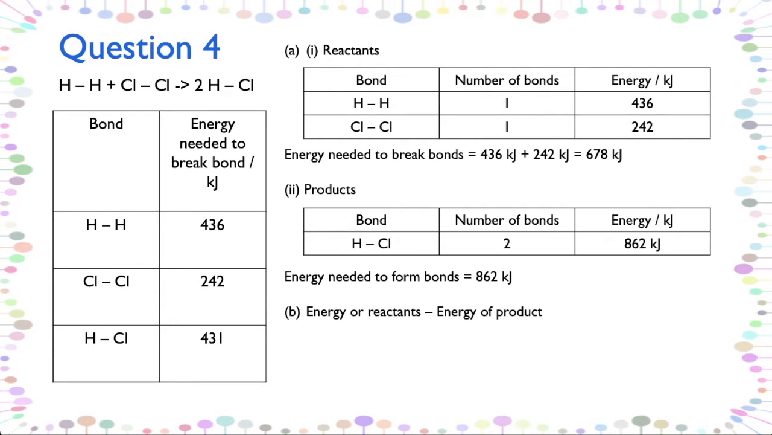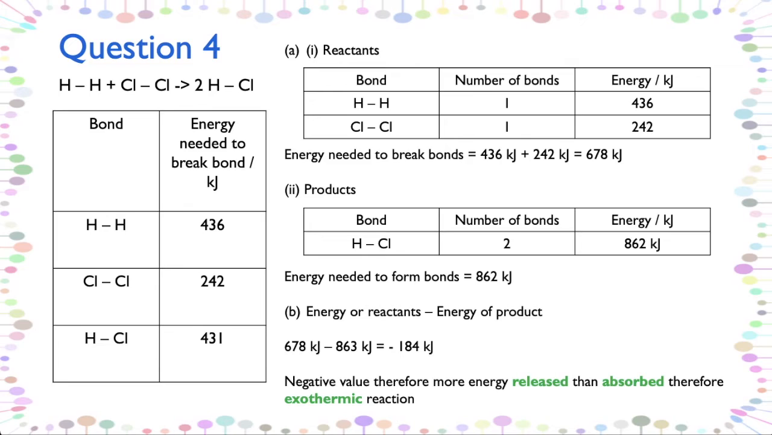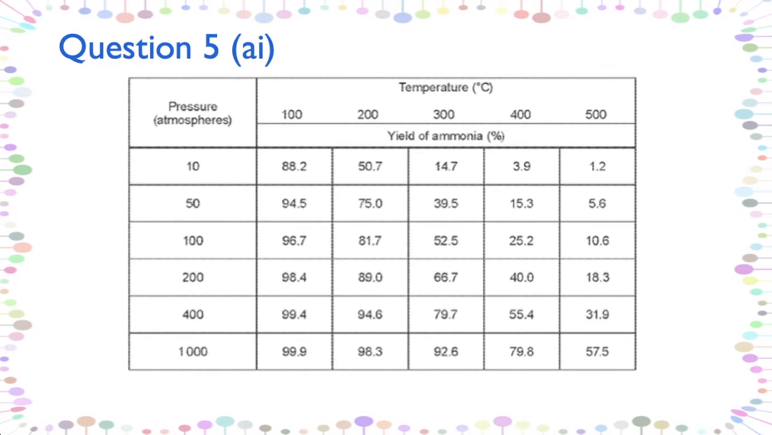Therefore, for part B, and using our answers from part A, we need to state whether the reaction between hydrogen and chlorine is exothermic or endothermic, and give a reason for this answer. So first of all, let's find the energy difference. So the energy of the reactants minus the energy of the product. Therefore, 678 kilojoules minus 863 kilojoules equals negative 184 kilojoules. As you can see, it's a negative value. Therefore, more energy is released than absorbed. Therefore, overall, this is an exothermic reaction.